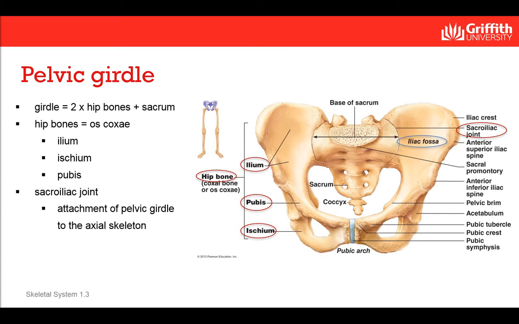Anteriorly, the surface of the ilium is known as the iliac fossa, and right at the top of the hip bones is the iliac crest. This is the ridge at the top of the ilium where large muscles attach. If you place your hands on your hips, they sit right on top of the iliac crest. The crest ends anteriorly as the anterior superior iliac spine.